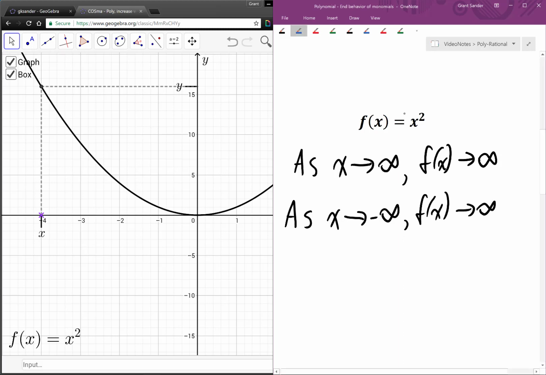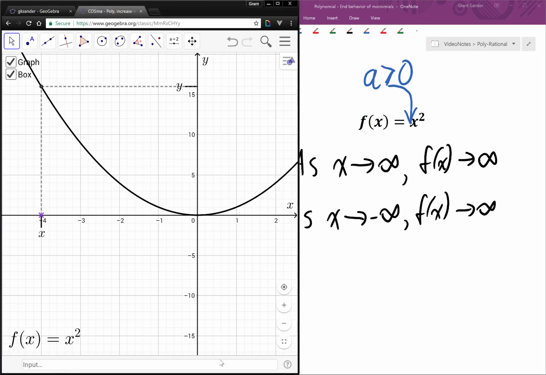If we wanted to, we can multiply x squared by some number. So if we multiplied by some number a that's greater than 0, then that's not going to have any effect on these two statements that we just wrote here. If we multiply by a positive number, then the output might grow a little faster or slower, but we're not going to change signs. The output is still always going to be positive. So we can look at an example of this. Let's suppose f of x equals 2 times x squared.